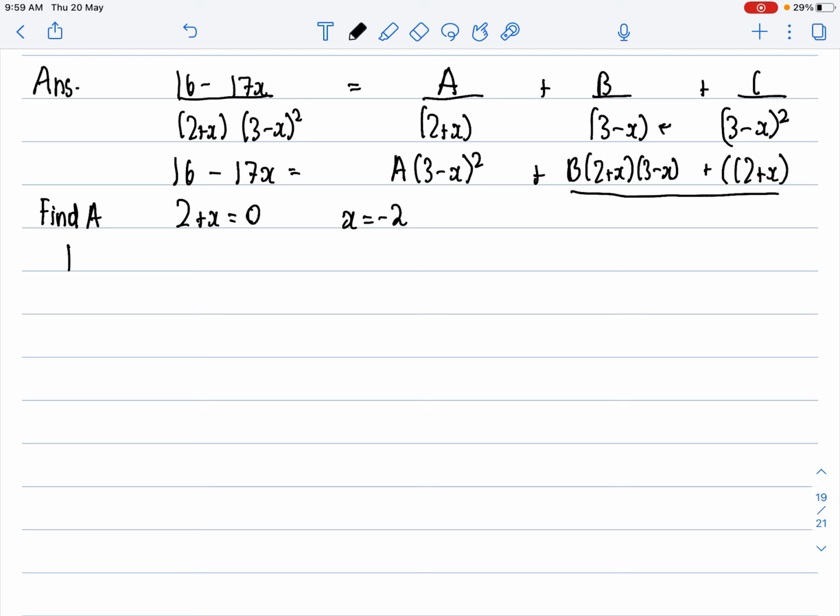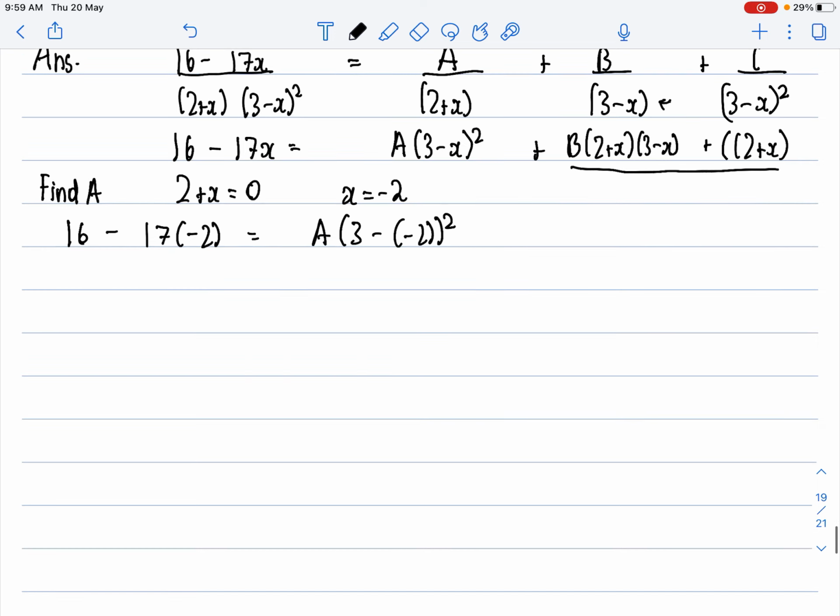Correct? So I can write this as 16 minus 17 into minus 2 equals A into 3 minus 2 the whole square. So I can simply solve this on the calculator. 16 minus 17 into minus 2 gives me 50, equals A into 3 plus 2 the whole square, which is 25. So I get my A basically as 2.